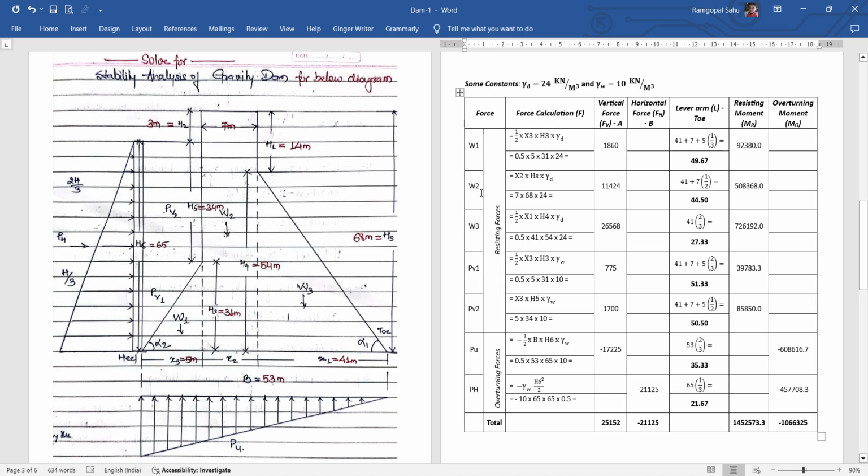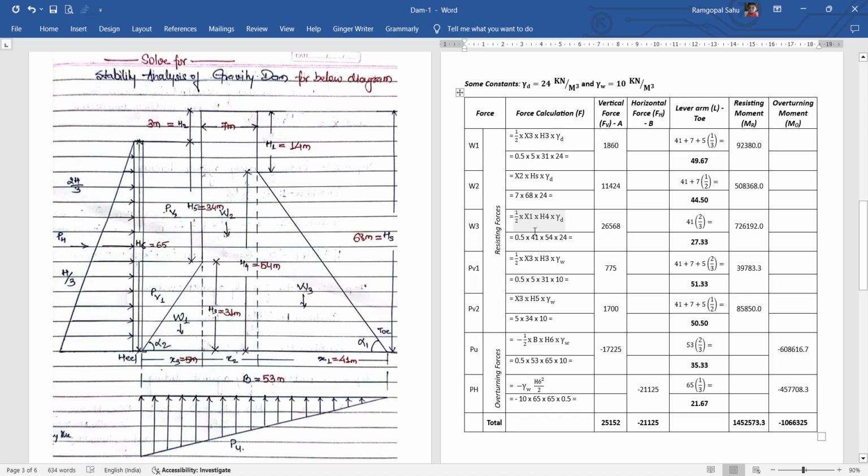Similarly W2 is a rectangle having a width of 7 meter and a height of 68 meter, the entire height of the dam section. Simple, x2 into hs into gamma d. This will give us a value of around 11,424 kilonewton. And the third force due to the dam body is W3. It's a triangle having a height of h4, that is 54 meter, and a base of x1, that is 41 meter. So 1 by 2 base into height into gamma d. This will give a force of 26,568 kilonewton.